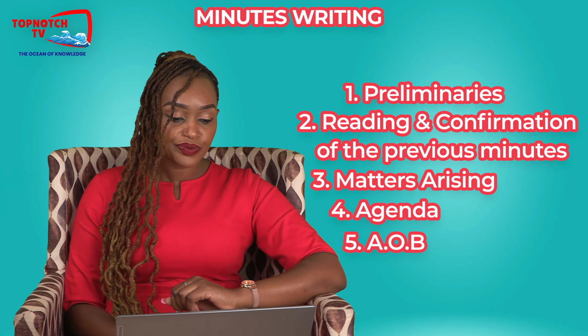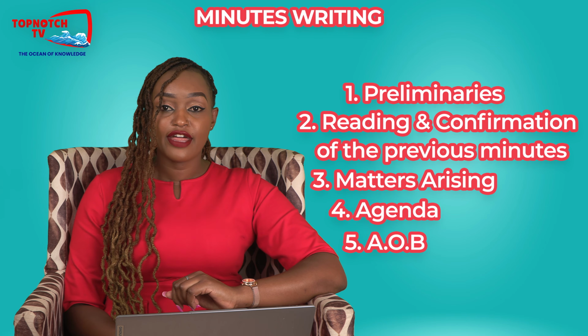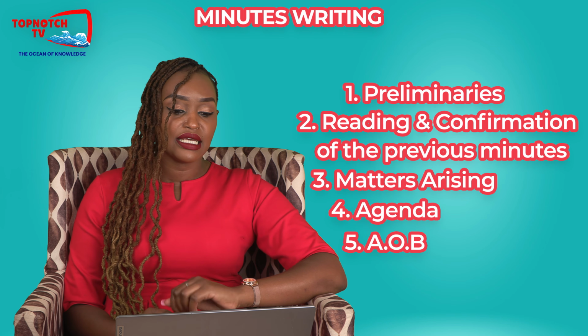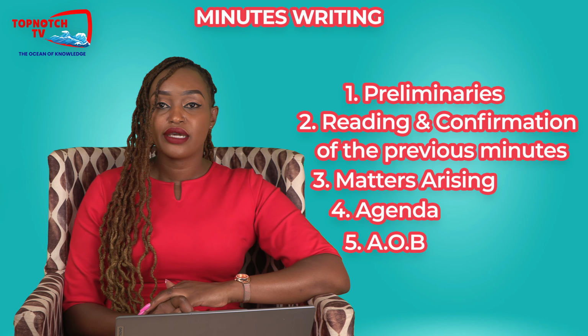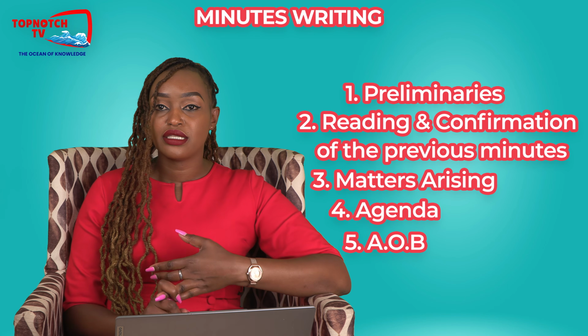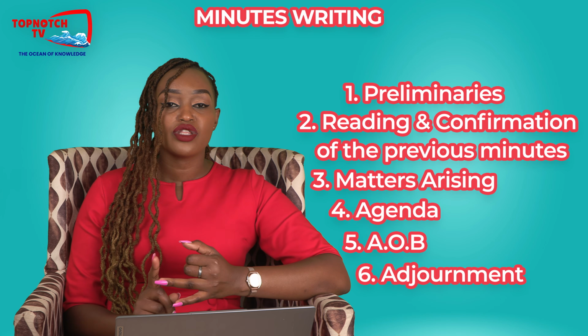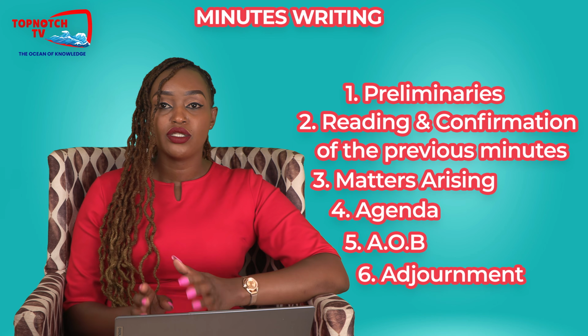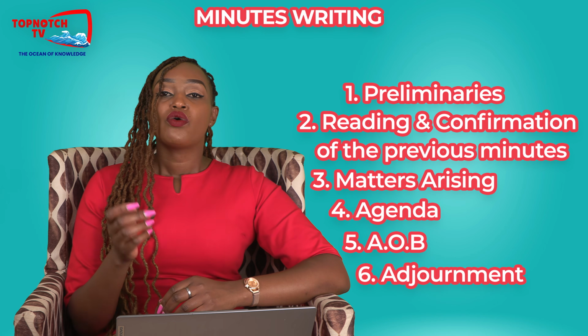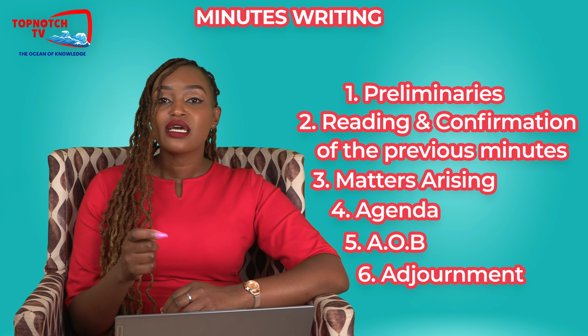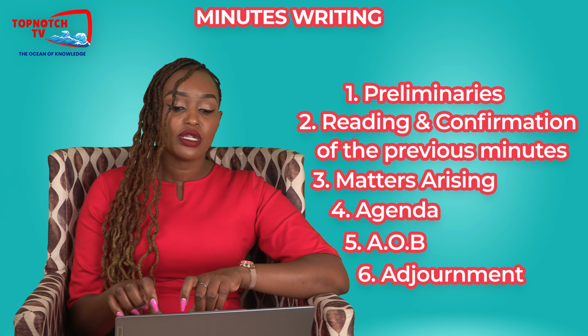You list them. Then once you're done with that, we go to the next thing, and in this case, we look at adjournment. Now, you're done discussing the agenda items, you're done discussing A or B, and now you go to the adjournment. When you talk about the adjournment, we're looking at when the meeting ended. At what time did the meeting end?